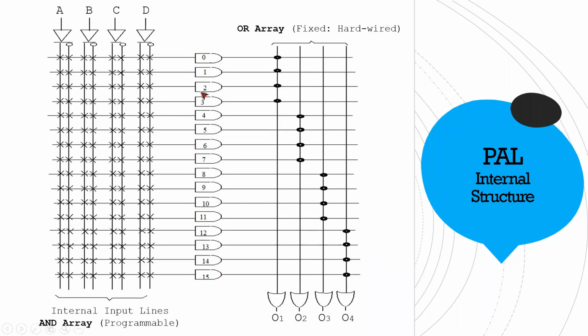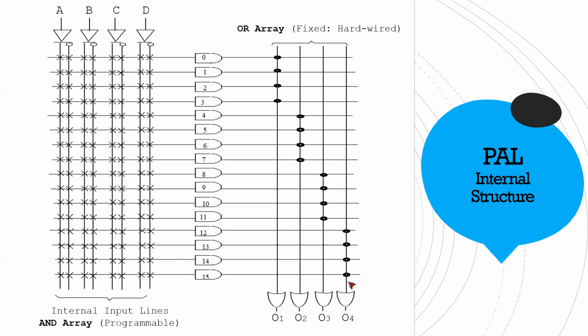Now see here, this is a 4 into 16 into 4 PAL. 4 means you have 4 inputs. 16 means you have 16 AND gates, and 4 means you have 4 OR gates. So 16 AND gates will be divided among 4 OR gates. So each will be 4. Each OR gate will get 4 AND gates, right? First 4 will go to the first OR gate. Second 4 will go to the second OR gate. Third 4 will go to the third OR gate, and the last 4 will go to the last OR gate.